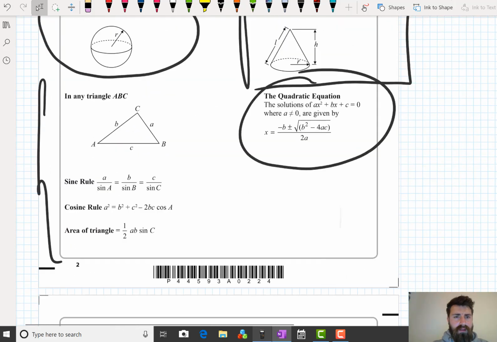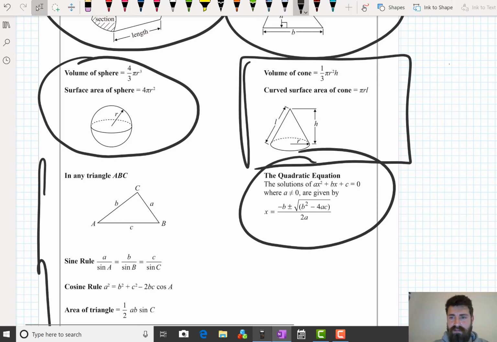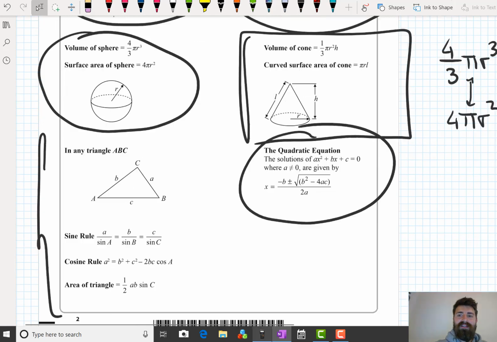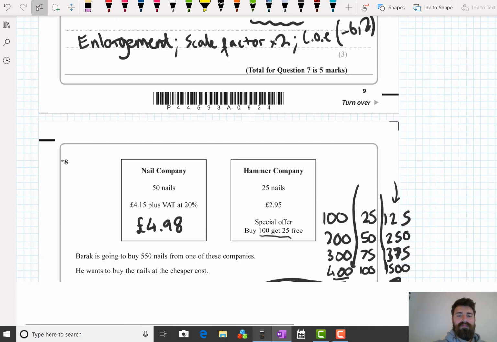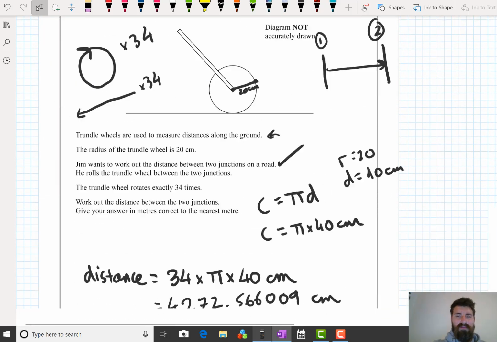Volume of a sphere is 4 over 3 pi r cubed, and this is 4 pi r squared. Now, earlier when I tried to screenshot and then add it into OneNote, that didn't work, so I'm going to remember this. 4 over 3 pi r cubed. So both have a pi. So 4 pi r squared. If I add 1 to that power, it becomes 3, divided by it. Okay, 4 pi r squared. Got it.